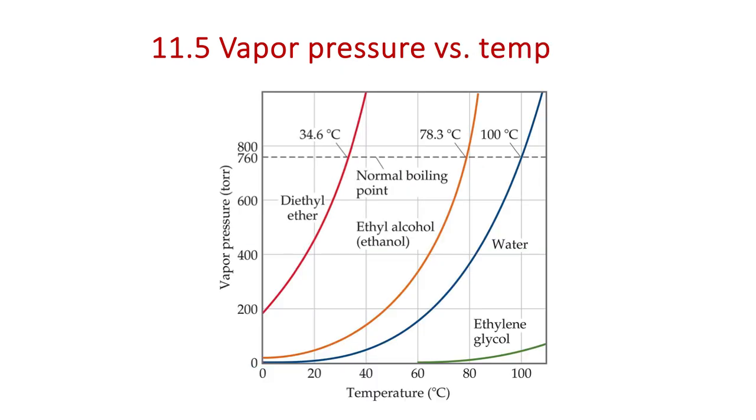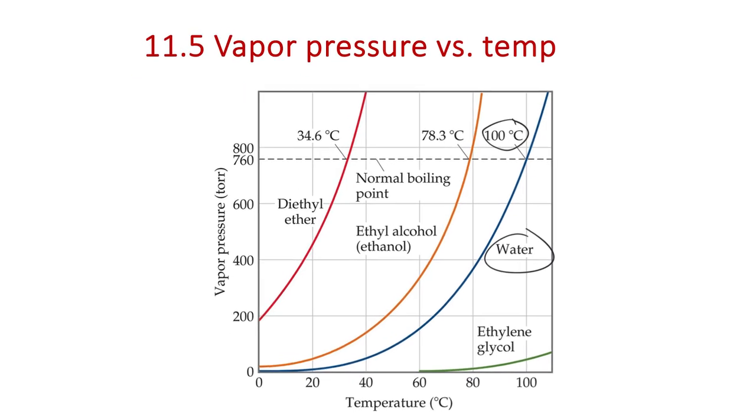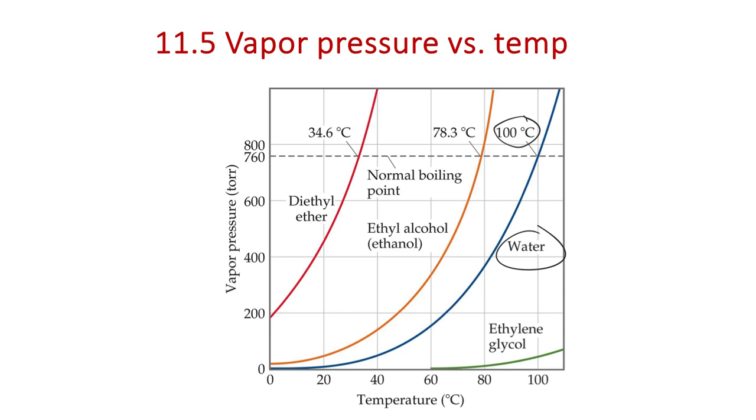Now this slide here is comparing a variety of substances' vapor pressures versus temperatures. So let's actually look at water first. Water, we know, boils at 100 degrees C, but let's think about what that means. What does it mean to boil at 100 degrees C? Like, if we had a liquid sample, if we had water, atmospheric pressure is what's holding that water together.